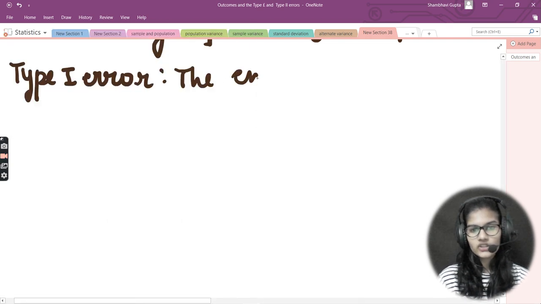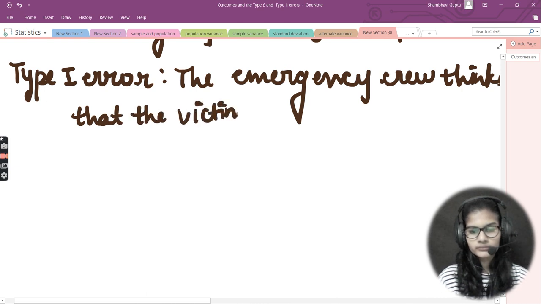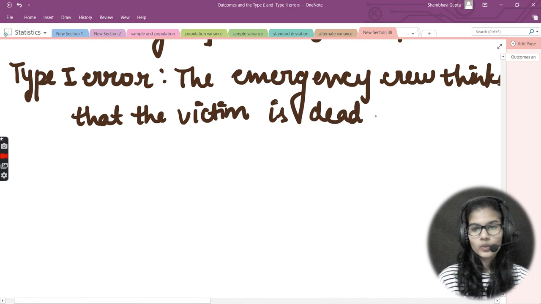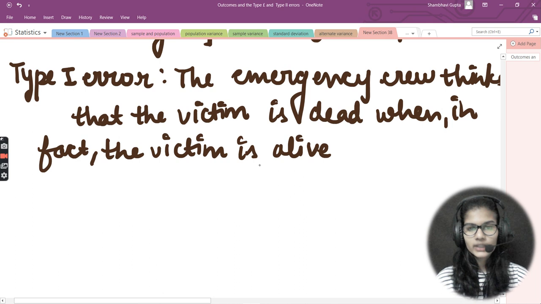The emergency crew thinks that the victim is dead when in fact the victim is alive. So my type 1 error says that the emergency crew thinks that the victim is dead when in fact the victim is alive. This is my type 1 error.